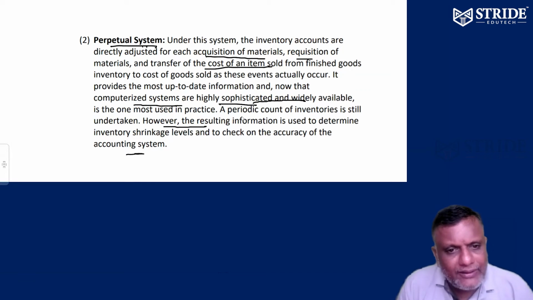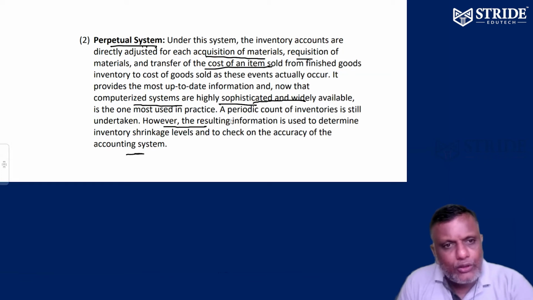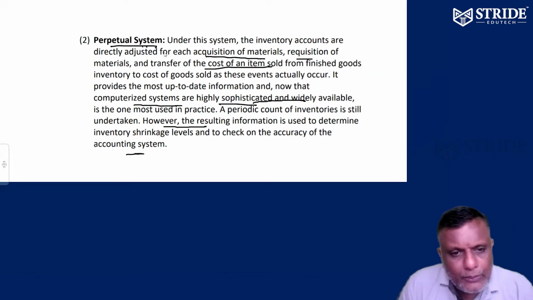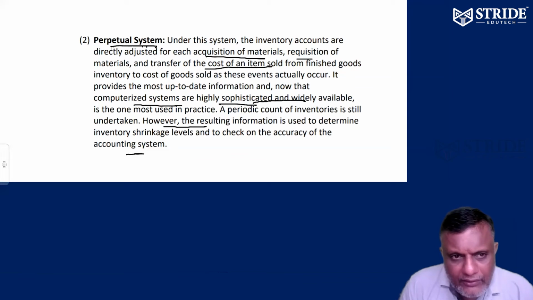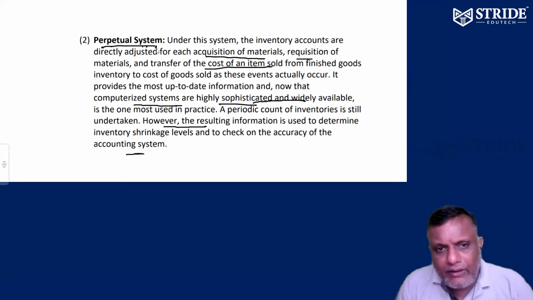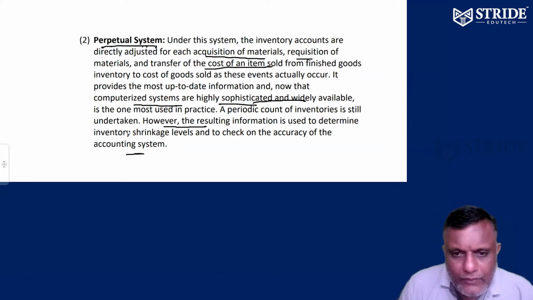Everything has been automated nowadays. It's very easy for you, you can just press a button. You can exactly know what stock is available. So, perpetual system means continuous stock taking. By taking continuous stock taking, error and fraud can be minimized. That's the only thing.